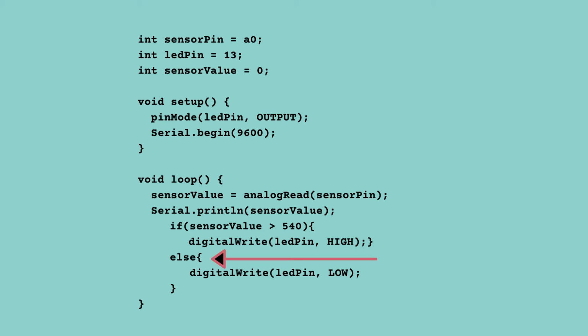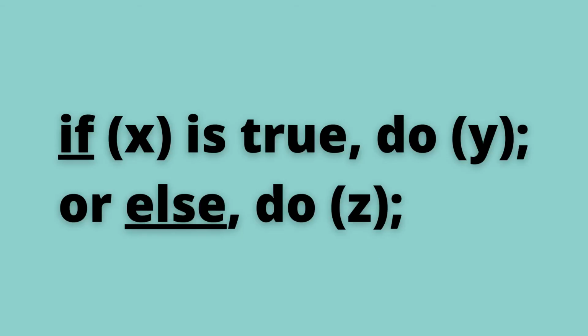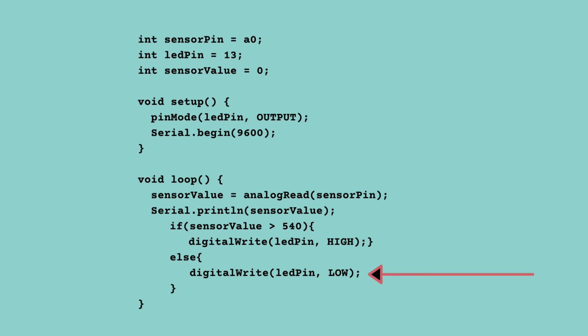Otherwise, if the condition of a sensor value greater than 540 is not met, we need to tell the Arduino to turn off the LED. If and else are pretty common terms in a lot of programming languages. You can think of it as if X, do Y, or else do Z. And of course, in this case, we would want to turn the LED off if the sensor value is less than 540. We do this in pretty much the same way that we turn it on, just replacing high with low.